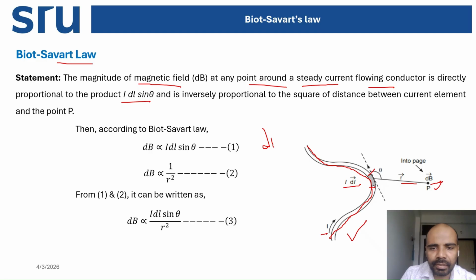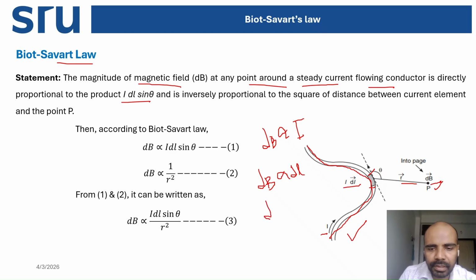the current flowing through the wire or through the current element, right? So dB is proportional to I. dB, that is the magnitude of the magnetic field at the field point P due to this current element, is also proportional to the length of the current element, that is, dB is also proportional to dl, right?